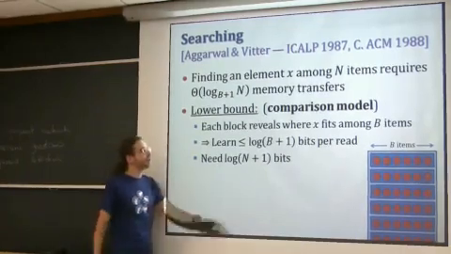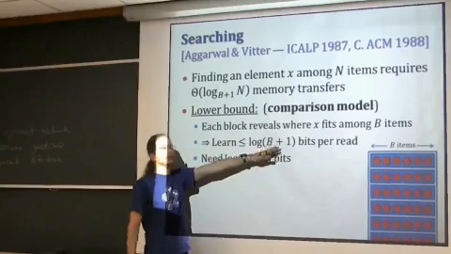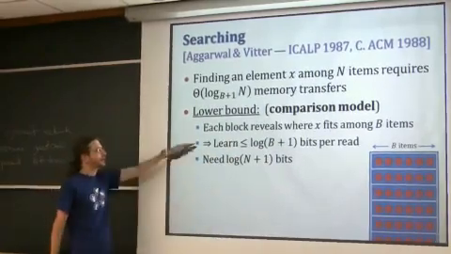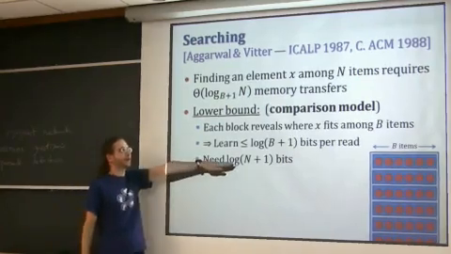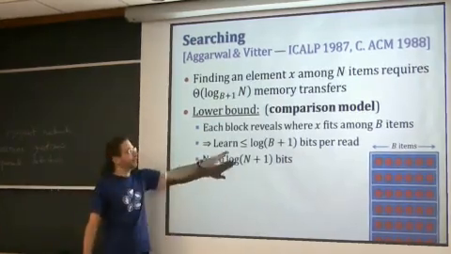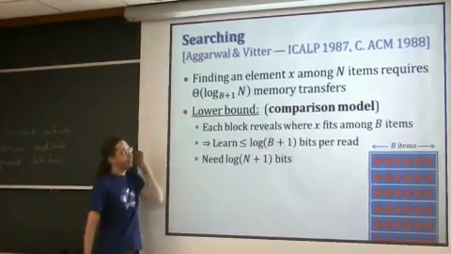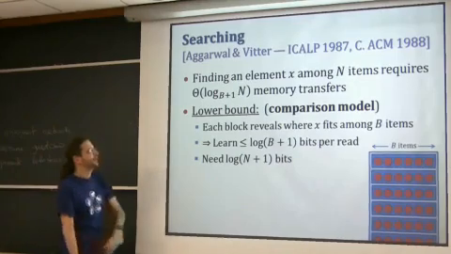So that gives you log of B plus 1 bits of information because there are B plus 1 places where X could be. And you need to figure out log of n plus 1 bits. You want to know where X fits among all the items. And so you divide log of n plus 1 by log of B plus 1. That's log base B plus 1 of n plus 1. So that's the lower bound.